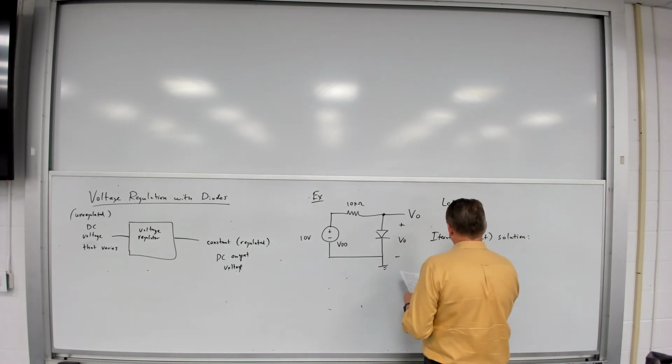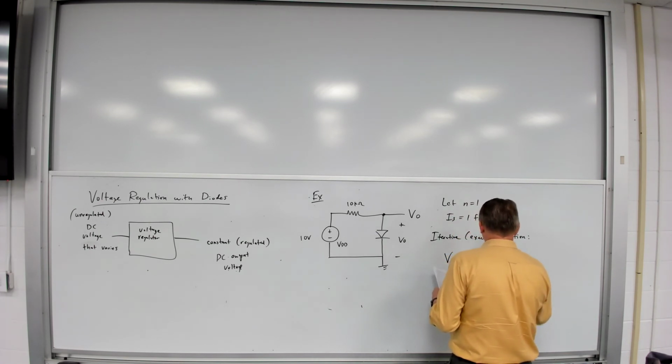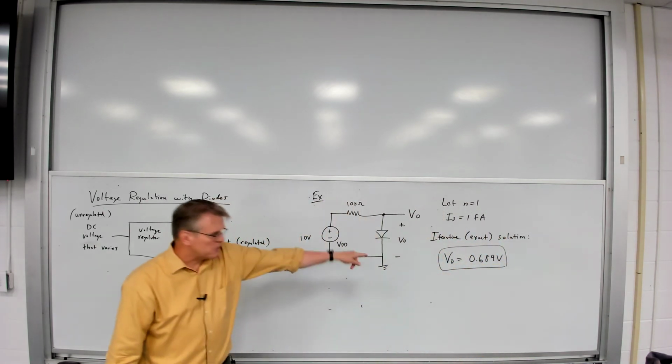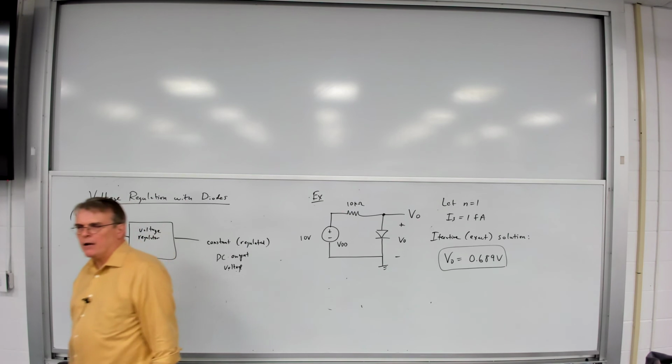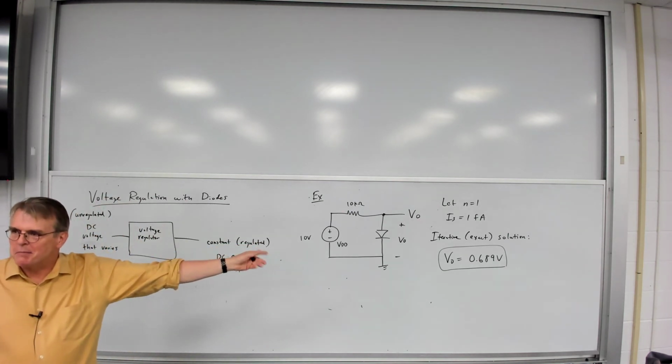what I would get is the following. V0 would be equal to 0.689 volts. So again, I'm not using the constant voltage drop assumption. I'm actually iterating it and assuming I actually got the correct value. So I did not bother to go through the iteration. You guys can do that. But that would be the answer you would get.